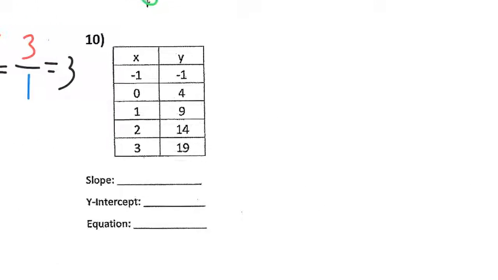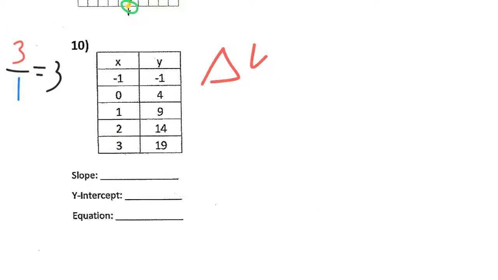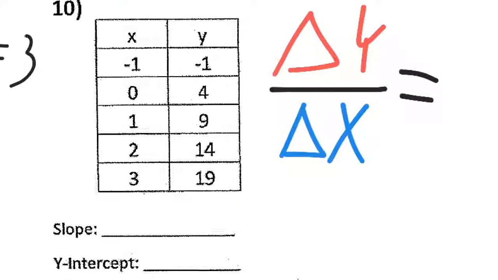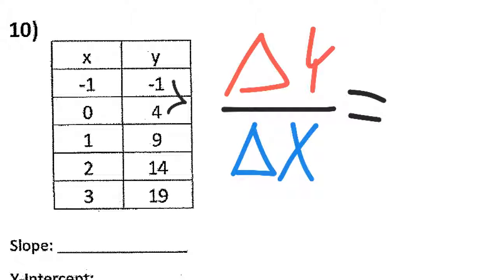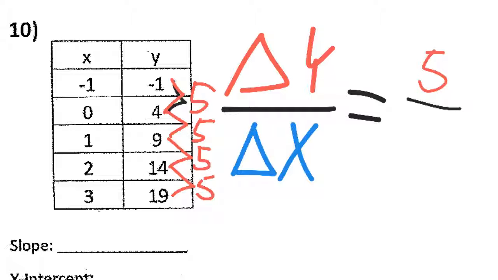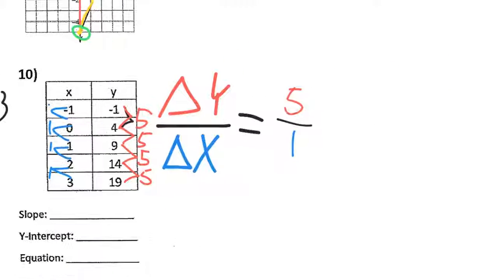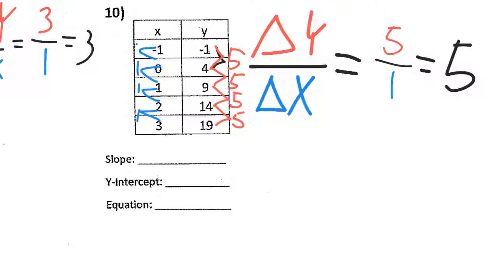Last one, same thing. Change of y over the change of x. And we look at how much each one of these changes by. So between negative 1 and 4, let me do it in red, changes by 5, from 4 to 9, 5, 9 to 14, 5, and 14 to 19, 5. So my change of y is 5. Change of x, these are all going up by 1. So my change of x is 1. 5 divided by 1 is just 5. So my slope is going to be m equals 5.